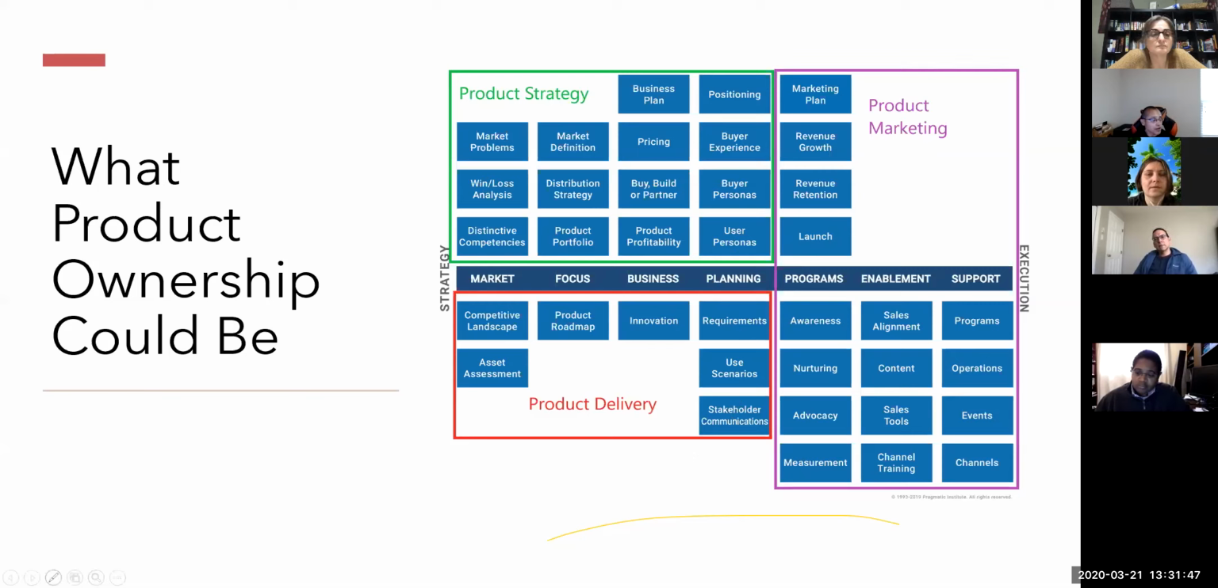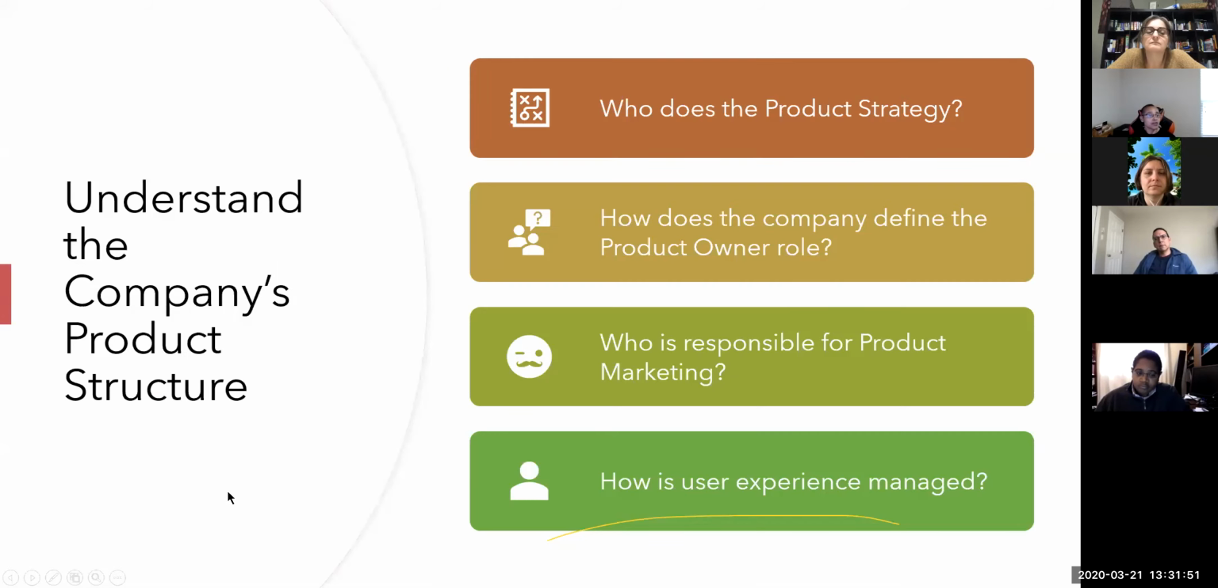And that's the first thing you need to do as a coach: to understand, one, who does the product strategy? How do they want to define that role? Who's responsible for product management? And how is user experience? That's another element that kind of gets lost in the phrase, is incorporate user experience into the product.